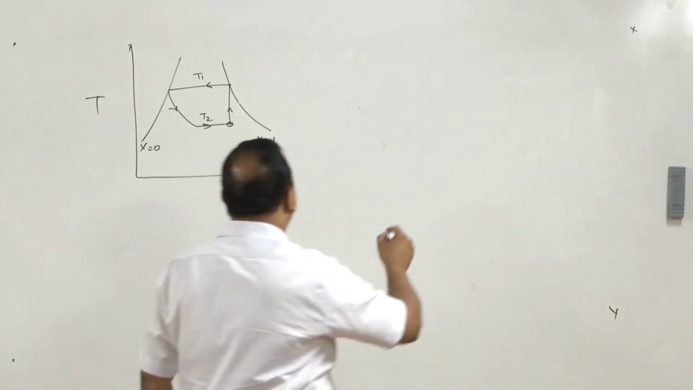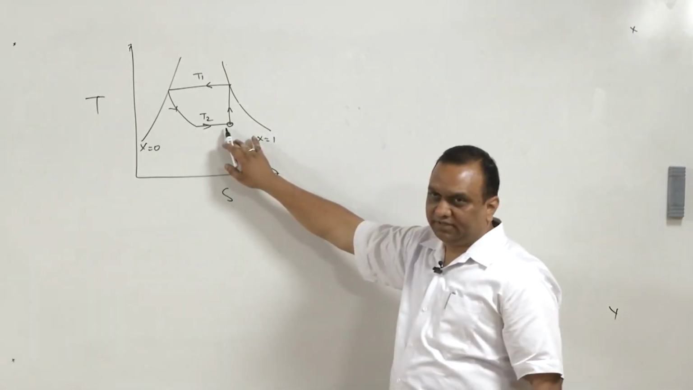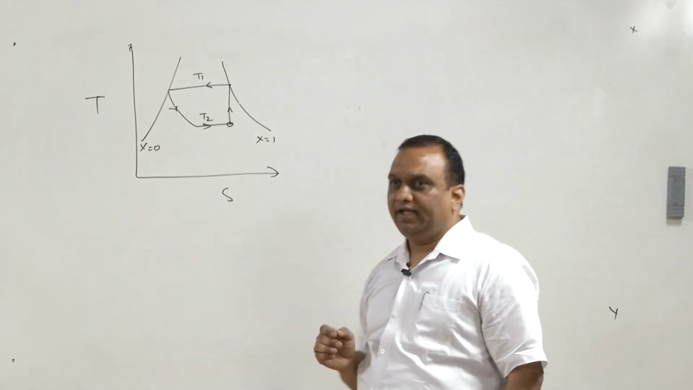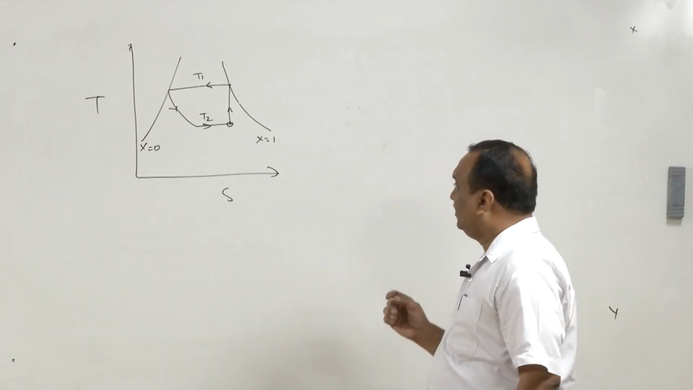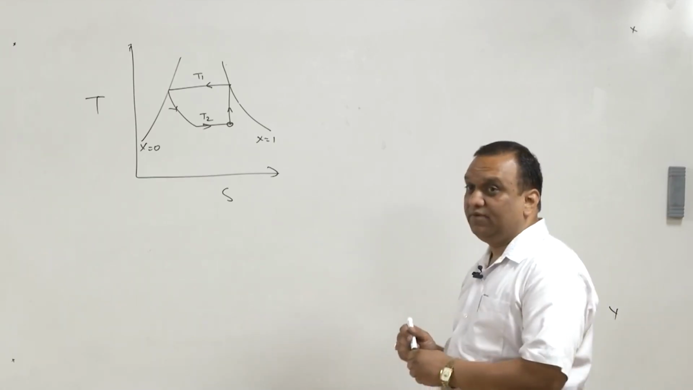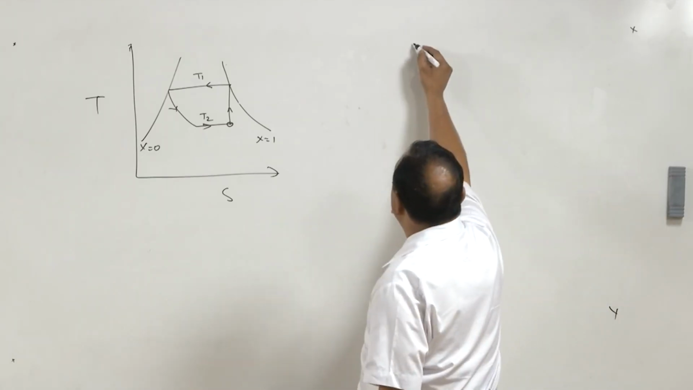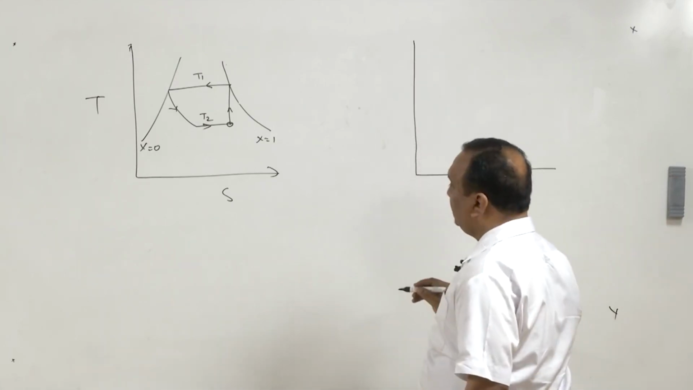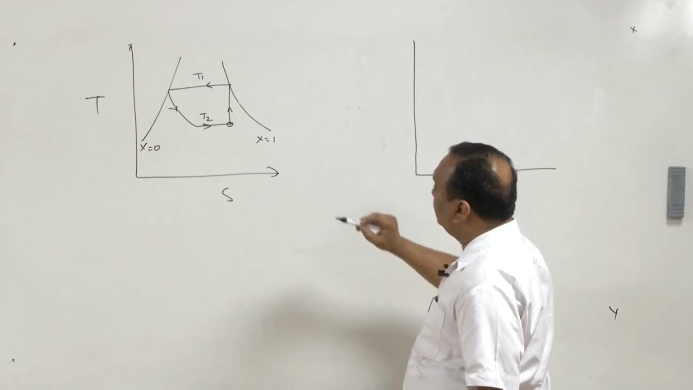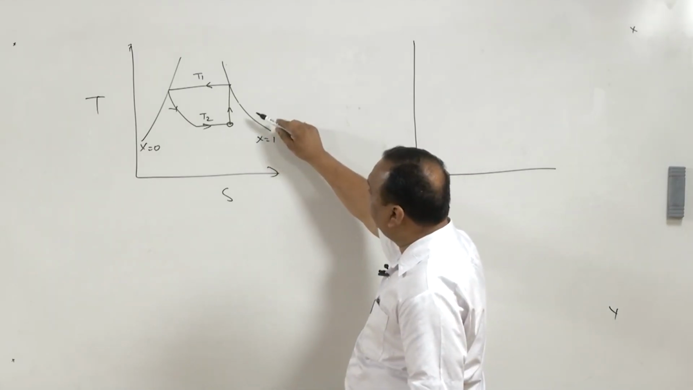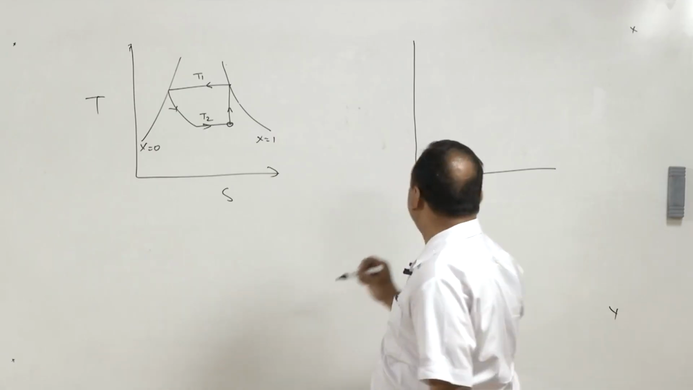This situation is avoided because if the wet vapor enters the compressor, it will carry with itself droplets of the liquid, and these liquid droplets, first of all, will damage the compressor valves. Secondly, they may also wash away the lubricant in the compressor. So, this situation is always avoided. It is always ensured that the vapor which is entering the compressor in the actual cycle is either saturated or superheated.